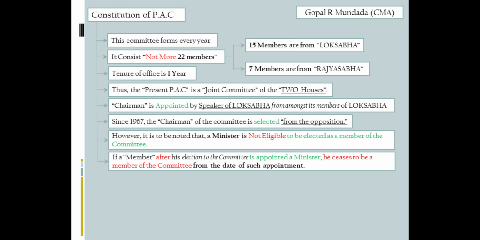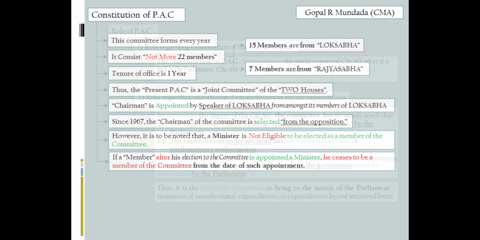Next, the chairman is appointed by the Speaker of the Lok Sabha from amongst the members of the Lok Sabha. Since 1967, the chairman of the committee is selected from the opposition. Next, however, it is noted that a minister is not eligible to be elected as a member of the committee. If a member after the election to the committee is appointed as a minister, he ceases to be a member of the committee from the date of such appointment.